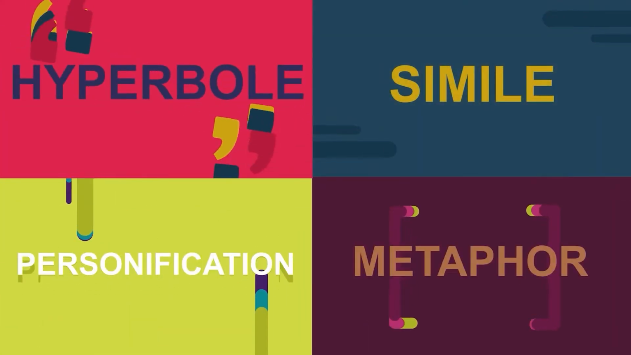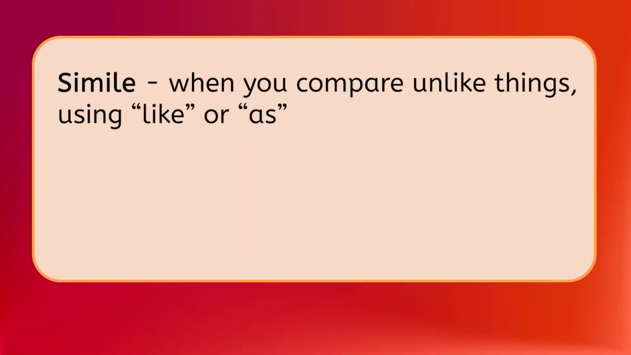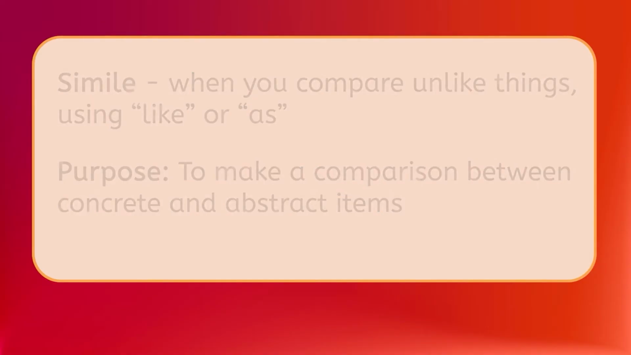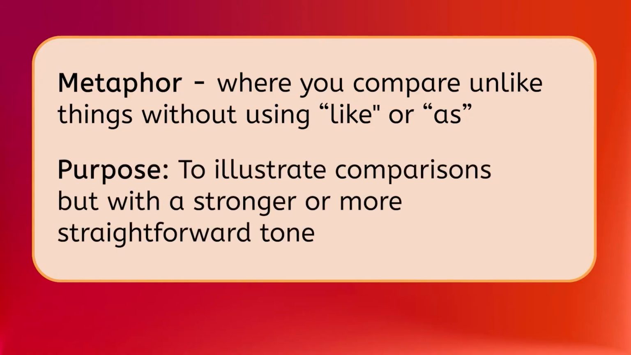Each of these pieces of figurative language not only have different structures, they also have a different purpose or reason for writers to use it. Simile is when you compare unlike things using like or as. An author may use similes to make a comparison between concrete and abstract items. Then there's a metaphor, where you compare unlike things without using like or as. Writers may use metaphors to illustrate comparisons, but with a stronger, more straightforward tone.